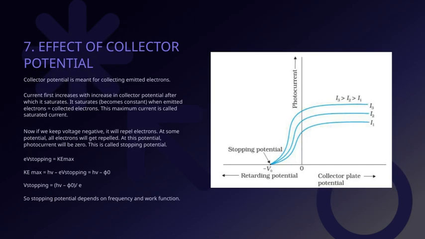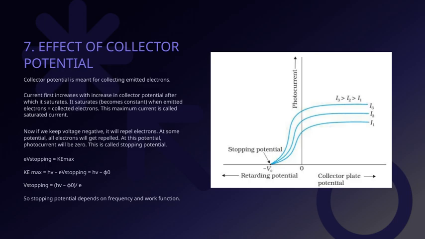So, the stopping potential depends on two main factors: the frequency of the incident light and the work function of the material. As we see here, the stopping potential V stopping is given by the equation (hν − φ0)/e, where hν is the photon energy and φ0 is the work function. This means that the maximum kinetic energy of the emitted electrons is related to the photon energy minus the work function. In fact, we can express this as KE max equals hν minus eV stopping, which also equals hν minus φ0. And if we multiply the stopping potential by the charge of an electron, eV stopping, it equals KE max.